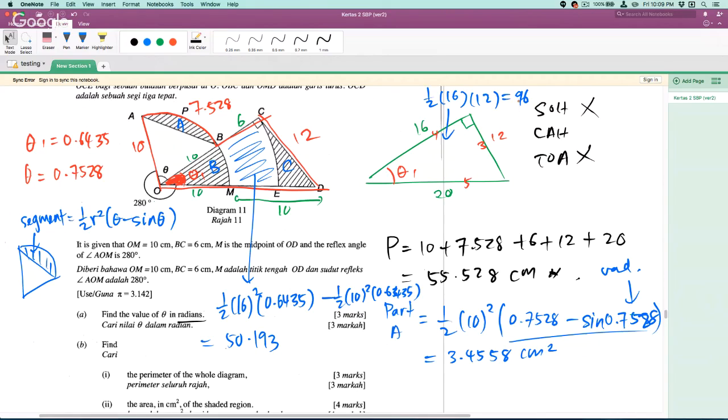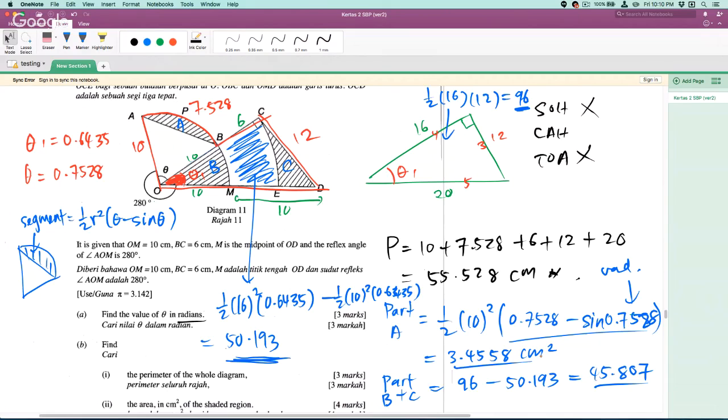Yeah, 96. All right, so if I use 96 to minus this one, I can get B and C. Because 50.193 is the blue color here. If I use the total triangle minus these two, then I can get that one. So I can say part B plus C is actually equals to 96 minus 50.193. Then I will get 48.807. Right, so then I sum both of them, then I can get the area of shaded region.